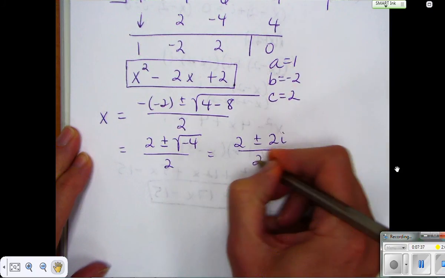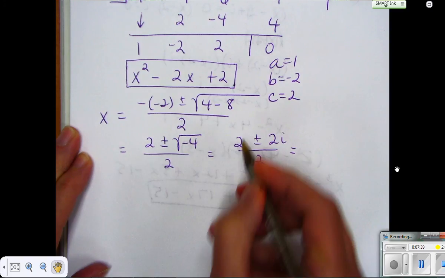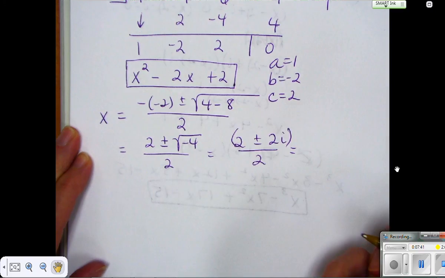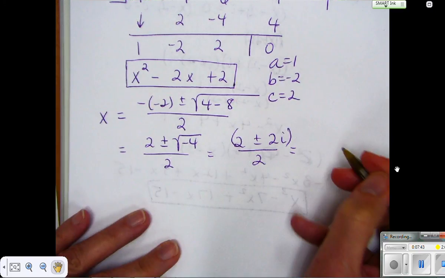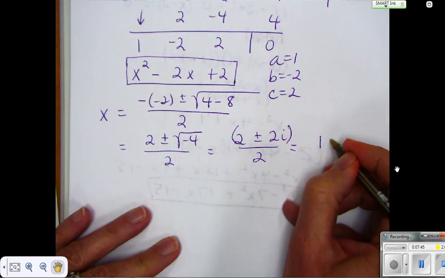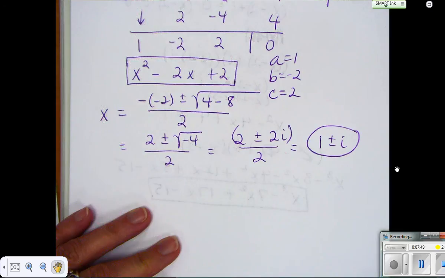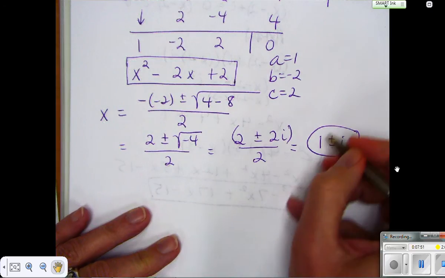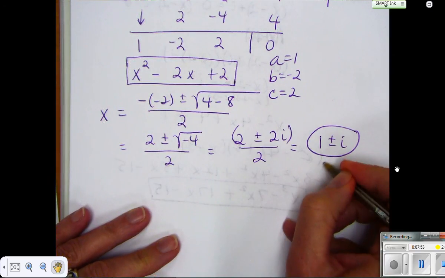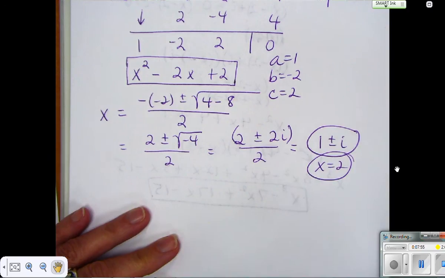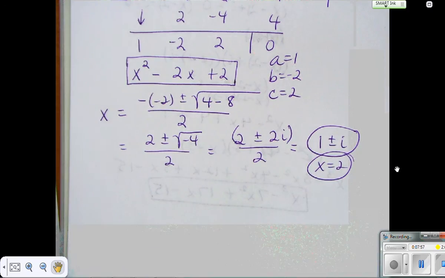And I can factor 2 out of everything in the numerator and the denominator. So that's going to simplify to 1 plus or minus i for my imaginary roots. So I have x equals 1 plus or minus i and x equals 2. And those are all my values for that polynomial.